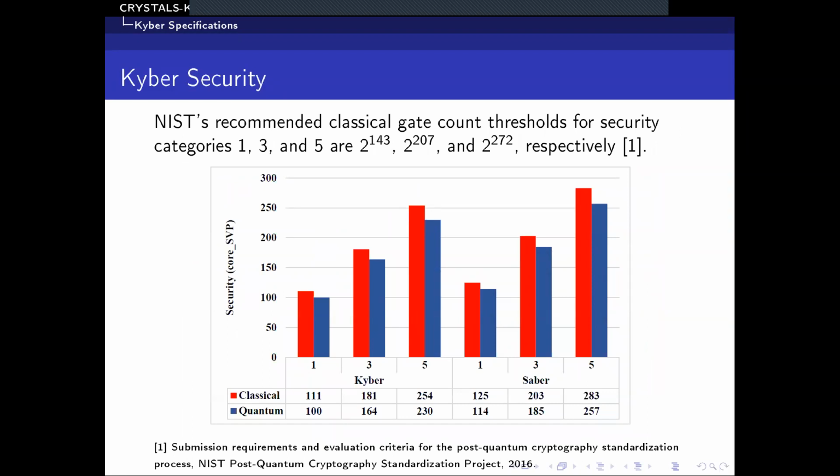And we can compare the security between these schemes. Although NIST recommends the use of 143, 207, and 272 bits of security for categories 1, 3, and 5 respectively, both of these schemes have lower classical and quantum security compared to the NIST recommendation. And as you see, Kyber provides lower security compared to Saber for all these categories. So this is one of the weaknesses of Kyber compared to the other candidates in the finalists.